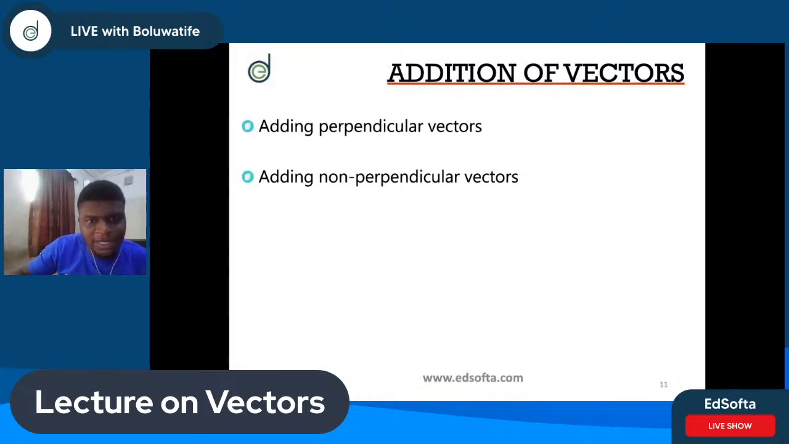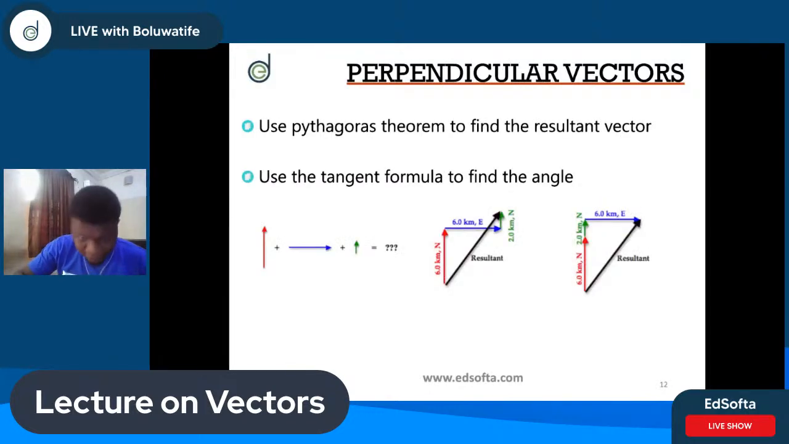Perpendicularity means two lines meet at 90 degrees. So when you have vectors that are not at an angle theta, they're just at 90 degrees. Looking at this example, I have this vector plus this vector plus this vector. This is going northwards, this is going eastwards, and then this one is going northwards. So it goes northwards first, then it goes 6 kilometers eastwards, then it goes 2 kilometers northwards again.